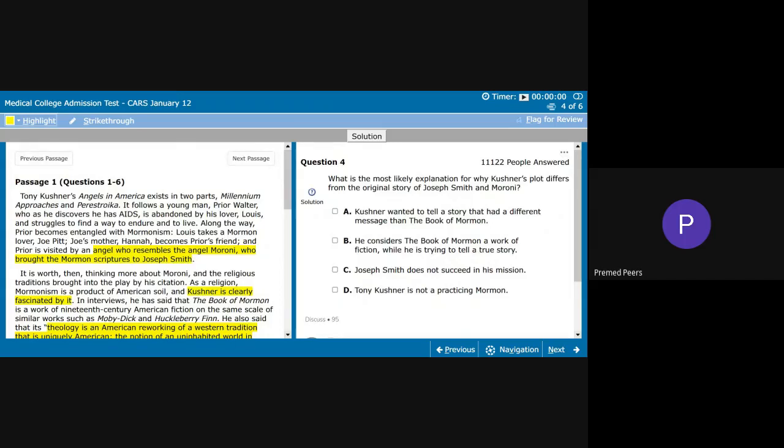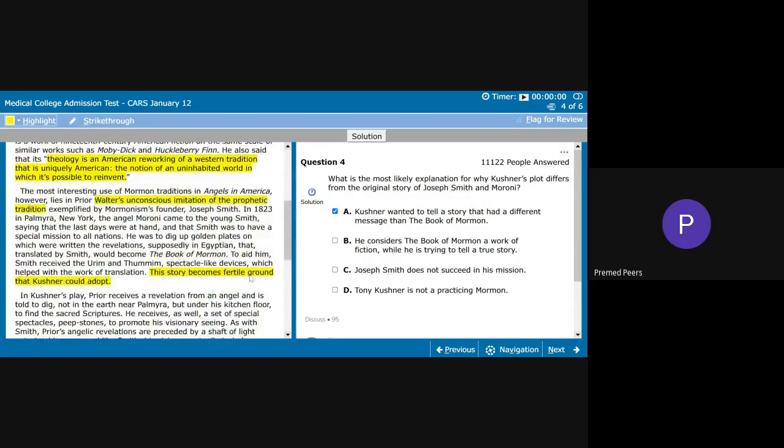So this question, what is the most likely explanation for why Kushner's plot differs from the original story of Joseph Smith and Moroni? So again, this is one of those questions where you kind of have to understand not just what's being talked about in the passage, but sort of understand perspective taking, all that kind of stuff. So the answer here is actually going to be A. Kushner wanted to tell a story that had a different message than the Book of Mormon.